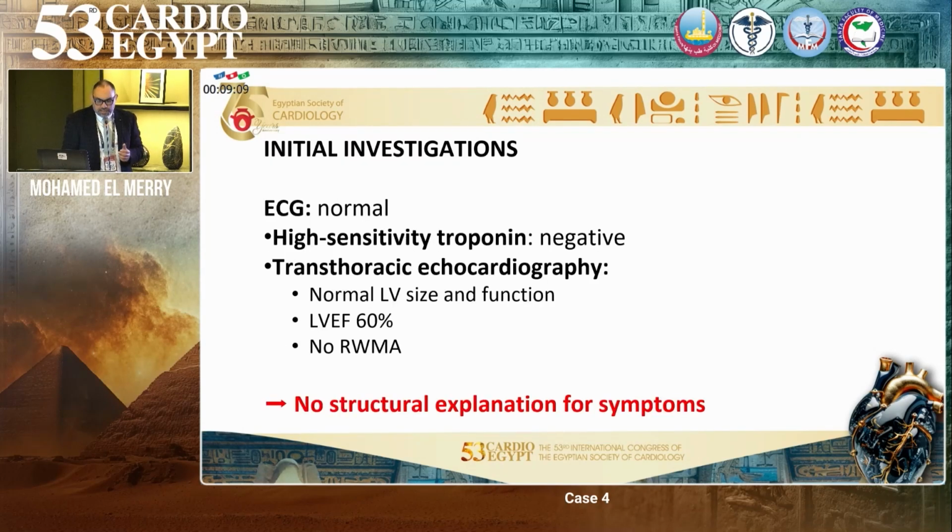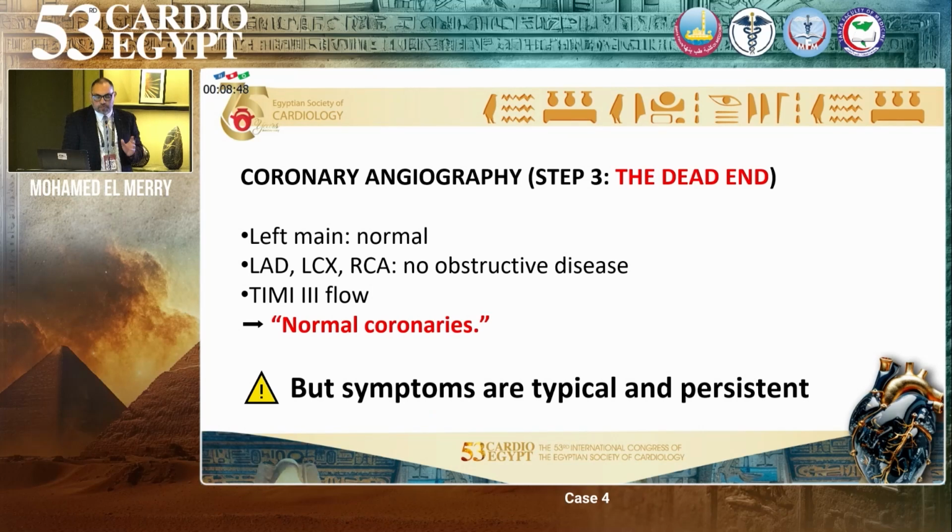So initial investigation: ECG was normal, high sensitivity troponin was negative, and transthoracic echo showed normal LV size and function, ejection fraction 60%, and no segmental wall motion abnormality. So there is no structural explanation of the symptoms yet, but the clinical clue is the typicality of chest pain. So we go to the third step, which is coronary angio.